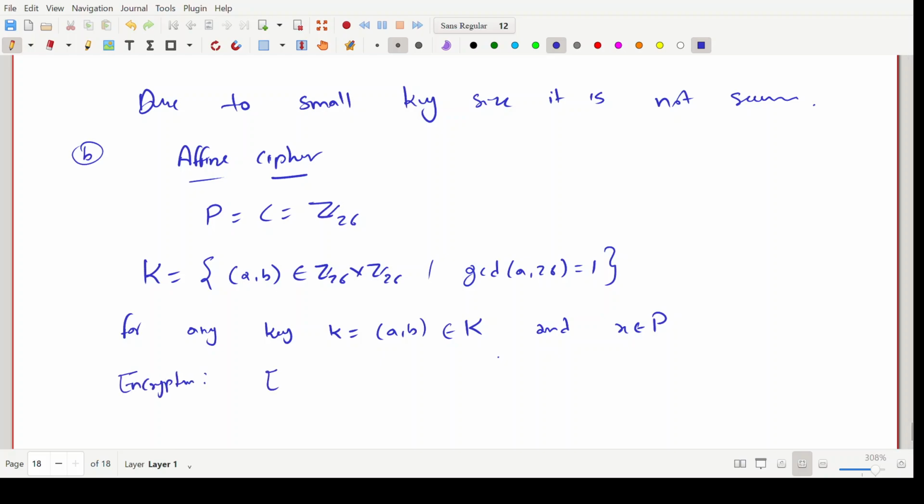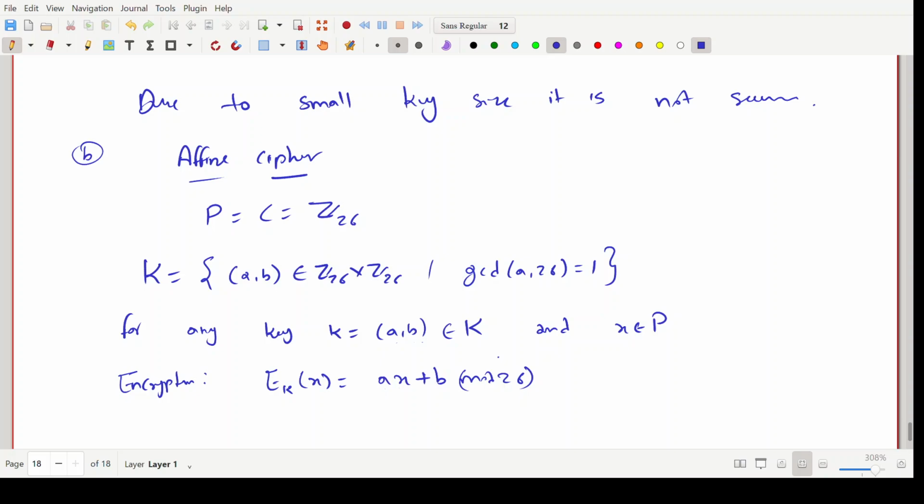Encryption is given by, what is the notation? E_K of X is given by AX plus B modulo 26. Okay, so what I am doing, actually, I am having two variables in the key K, that is A and B. So I am multiplying my plain text with the first variable A and then adding B. This is what I am having.